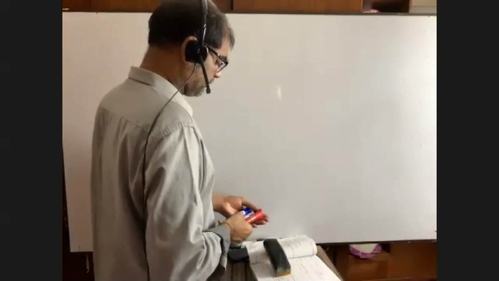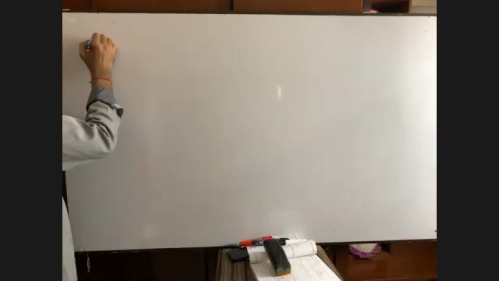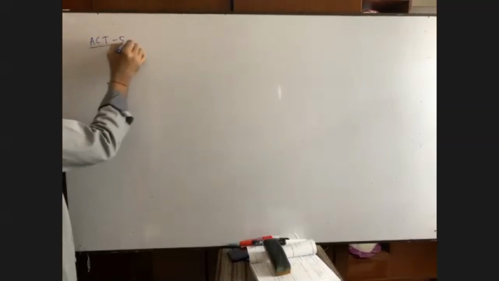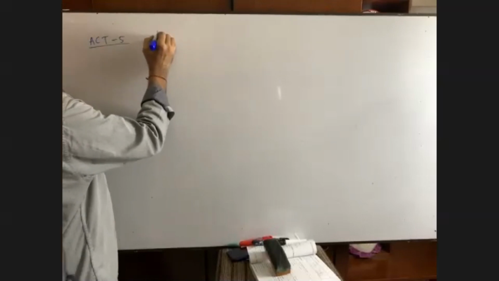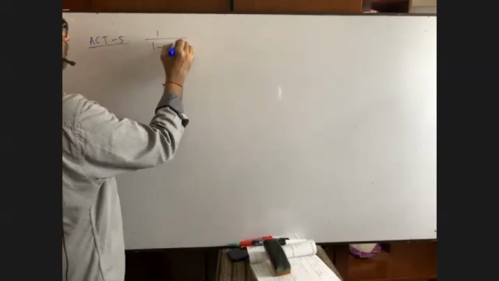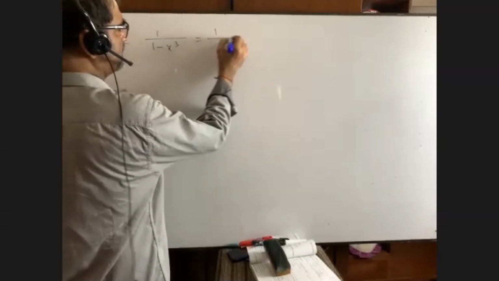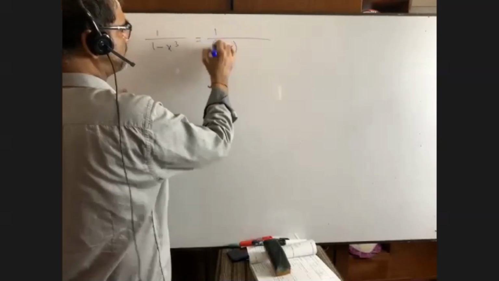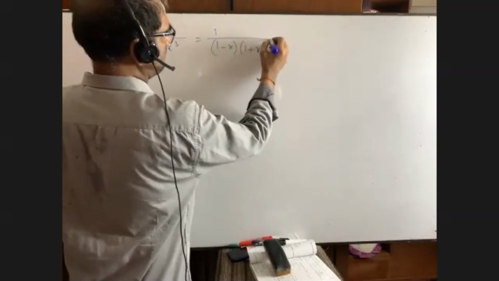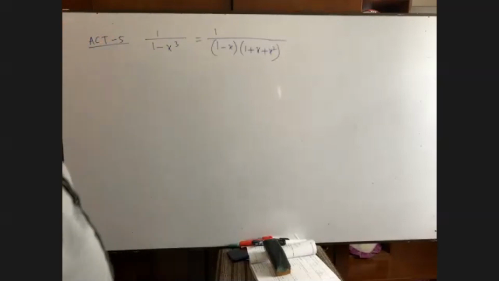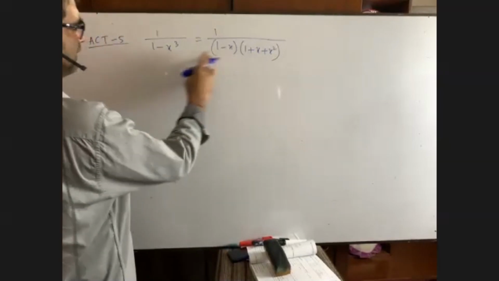Now I'm going to do another most important math, dear students. Please see. Activity 5. Pay attention, all of you. 100% attention. Activity 5. 1 by 1 minus x cube. Actually, what is this? Can you please let me know? It can be written what? 1 by 1 minus x into 1 plus x square. Am I right? A minus b into a square plus ab plus b square. You did it in the set, this type.